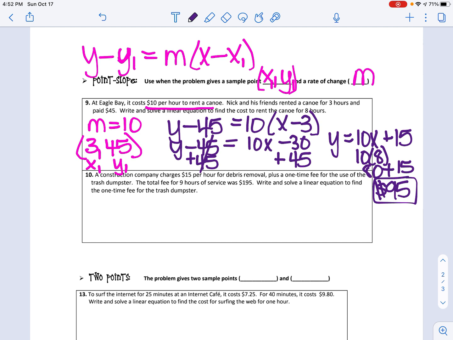Okay, number 10 says a construction company charges $15 per hour. That's my rate of change, my slope, for debris removal, plus a one-time fee for the use of the trash dumpster. The total fee for 9 hours of service was $195. So I'm given 1 point. 9 hours of service, $195. So that's my x1 and y1. And I want to solve to find the one-time fee for the trash dumpster. So we're actually looking for the y-intercept, the starting value.